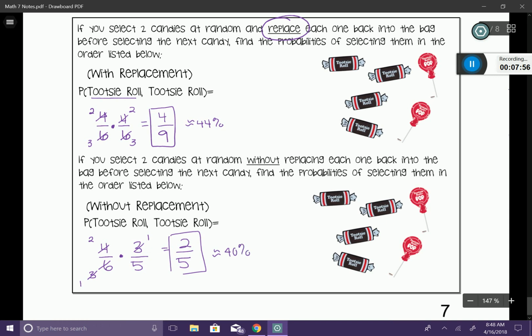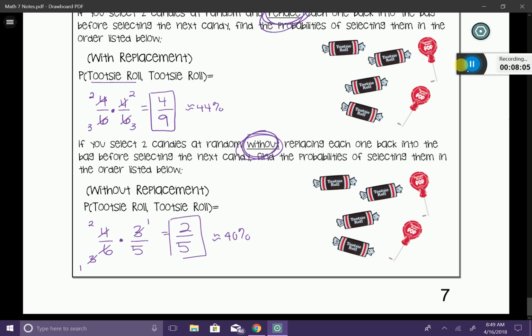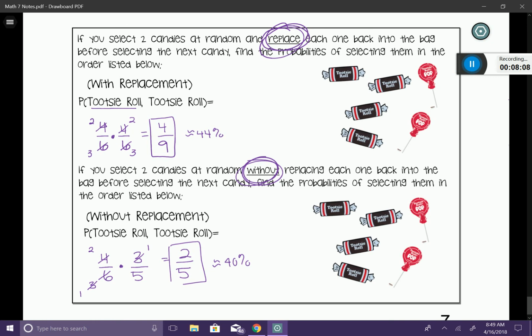So that is the difference between replacing and not replacing. You're always having to think about what's going to happen to the denominators of the pieces of candy. And that's all we have for dependent probability.